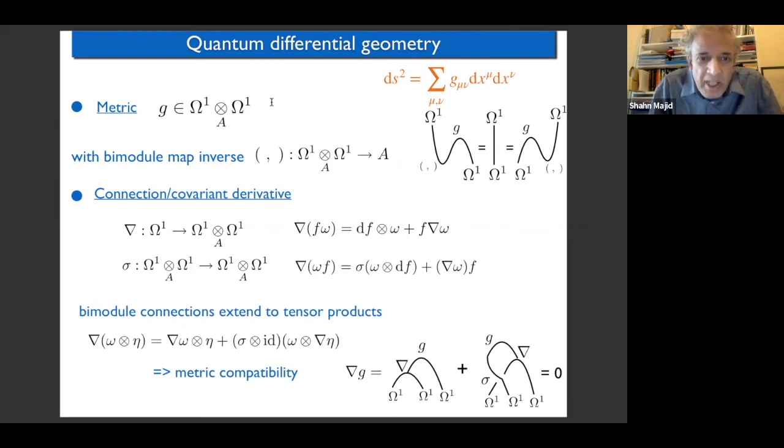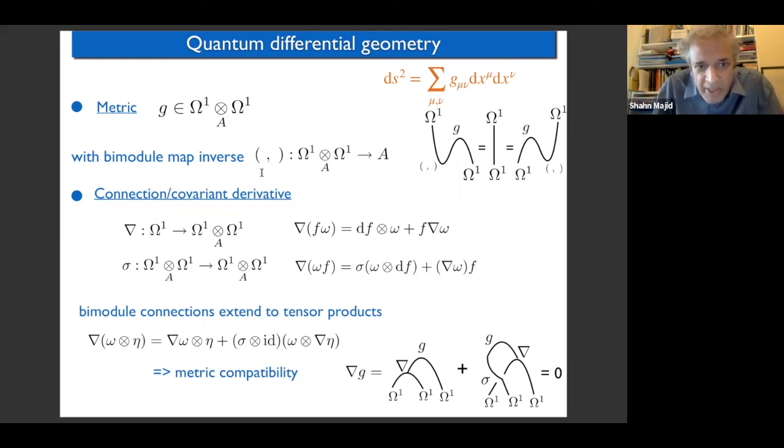Let's go beyond the group case or the Hopf algebra case and just think of what we can say more generally. So we have an algebra A equipped with a differential calculus in the sense of a differential graded algebra Omega. In particular, Omega 1 is a bimodule. Now, a metric in this context is going to be an element of Omega 1 tensor Omega 1 over A. Now, if you know Riemannian geometry, then you would normally write something like this for the metric as a line element. But what's implicit here is a tensor product, which is kind of hidden in the geometer's notation. It's a tensor product over the algebra. And this is why they call it tensor calculus, because you're really working with tensor products.